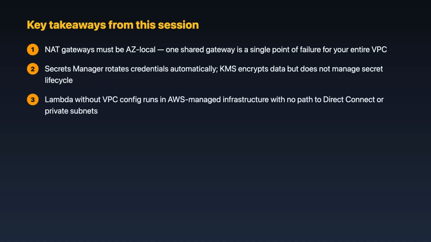3 takeaways from this session. First, NAT gateways must be AZ local. One shared gateway is a single point of failure for your entire VPC. Second, Secrets Manager rotates credentials automatically. KMS encrypts data but does not manage secret lifecycle. Third, Lambda without VPC config runs on AWS managed infrastructure with no path to Direct Connect or private subnets.